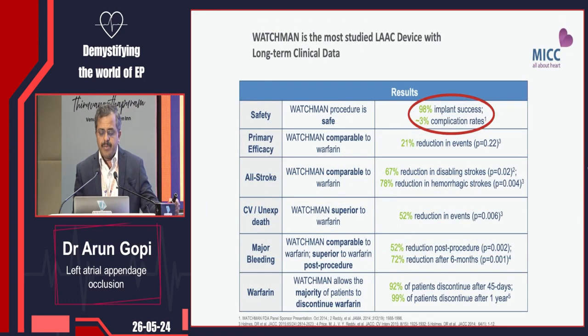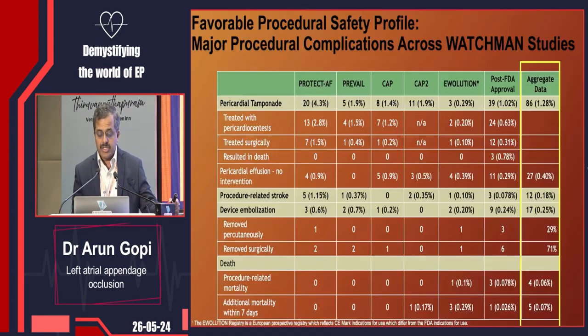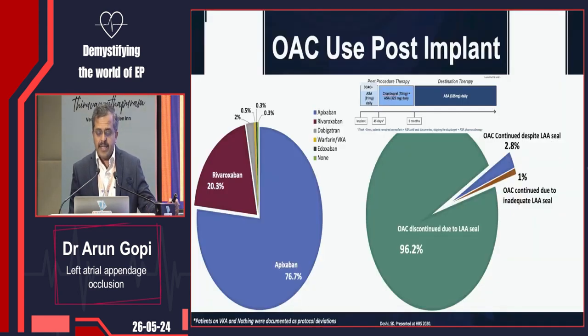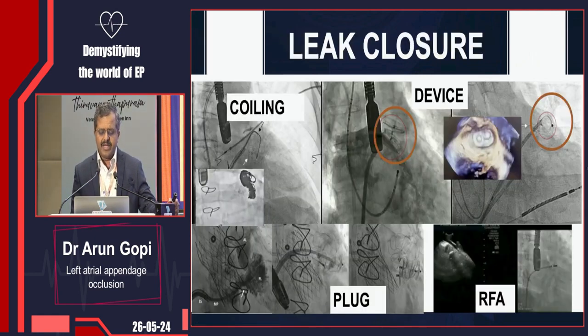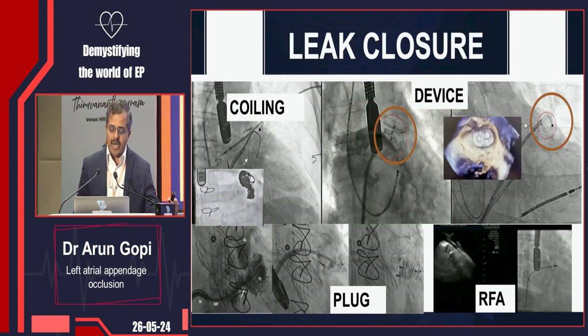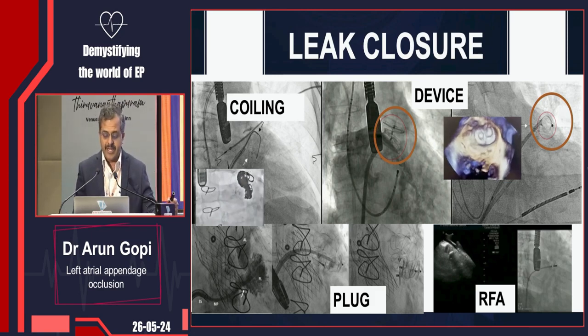It has almost 98% implant success rate and only 3% complication rates. Majority of the complications have been around pericardial effusion, about 1 to 2%. Rest of the complications have been less. And the ability to discontinue NOAC due to a good LAA closure has been almost 96%. And if you have a residual leak, it can still be coiled, put in a small additional device, or put a small plug and get away with it.